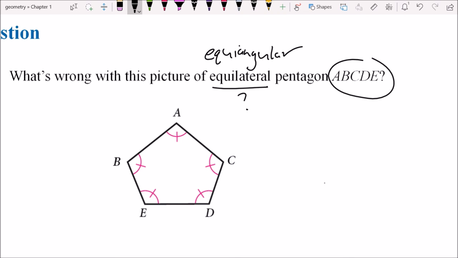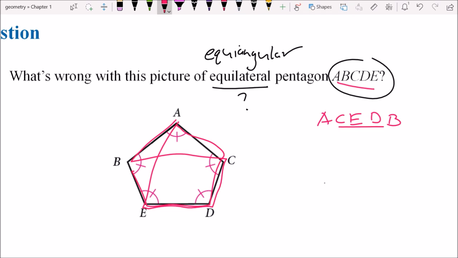So if I trace out A, B, C, D, E, so I need a different color. A, B, C, D, E. It makes that shape. So there's actually two issues with this. So the letters are in the wrong order. What should they be? They should be, if I trace A, C, D, E, B. So A, C, E, D, B. Okay. It should have been that. And so that's fixed, and it's also equiangular.